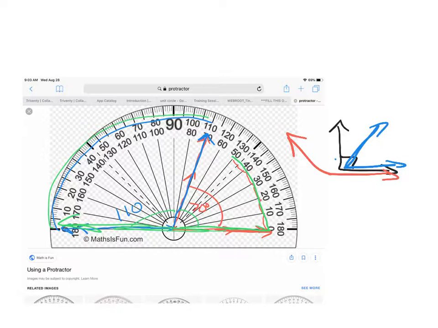So this is a protractor. Again, you're not going to need to measure any angles on your test or quiz, but just be aware of how a protractor works.